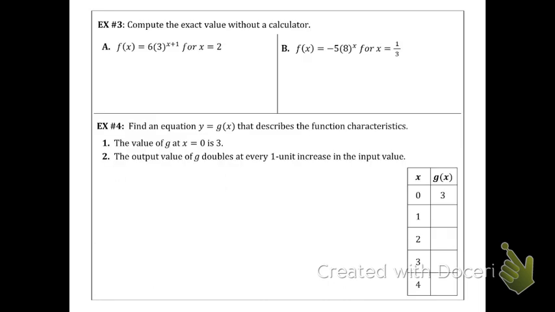All right, example 3. Compute the exact value without a calculator. A says f of x is equal to 6 times 3 to the x plus 1, and we want to solve that when x is 2. So we're looking for f of 2, which is 6 times 3 to the 2 plus 1. Remember, exponents first. So 2 plus 1 is 3. Then we deal with the exponential part. So 3 cubed is 27, and then 6 times 27 is 162.